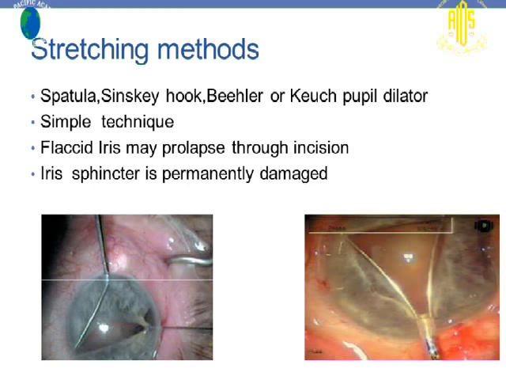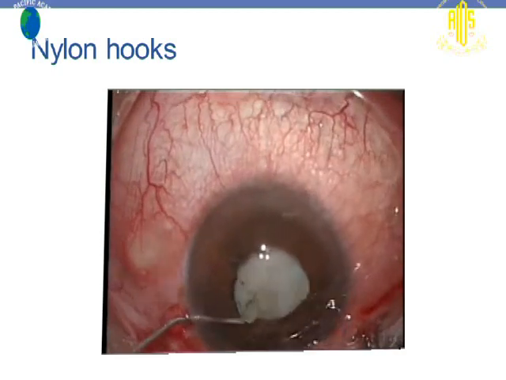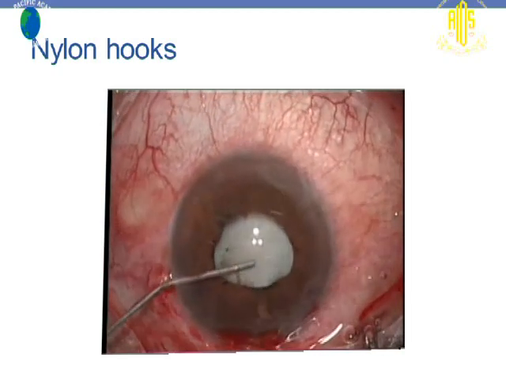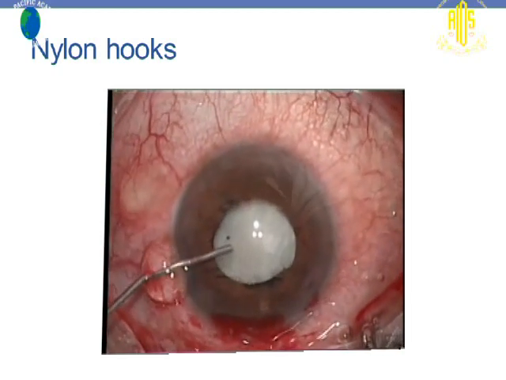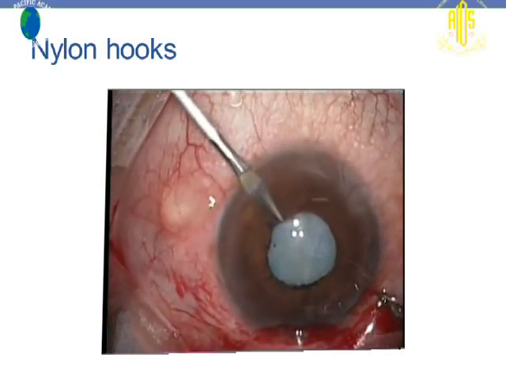The iris sphincter may be permanently damaged. Now, the nylon hooks, which we are all familiar with: this is a case of complicated cataract. Synechiolysis is being done and simultaneously viscoelastic is injected. The pupil does dilate, but not that much. So nylon hooks are being used.